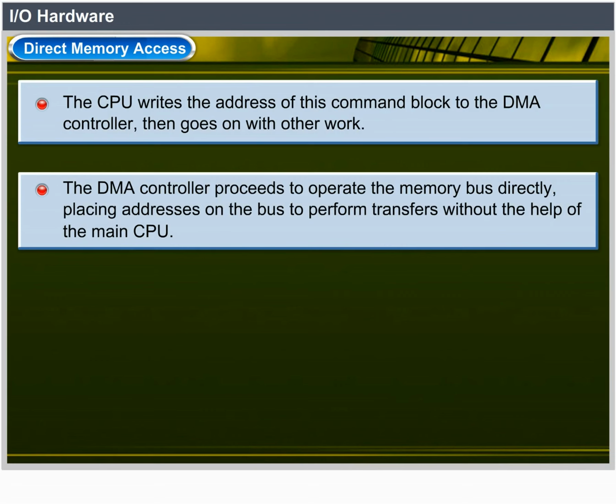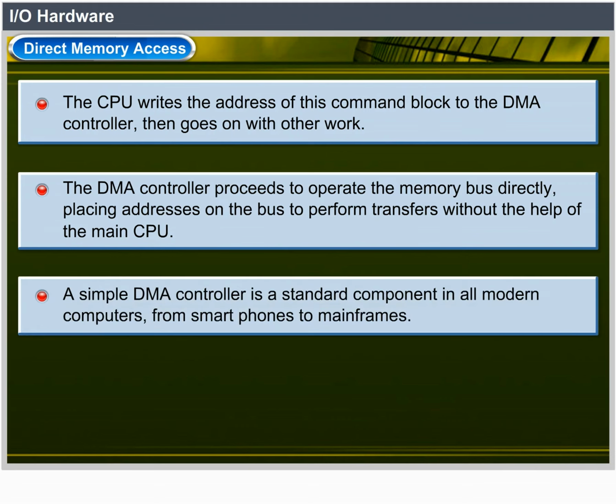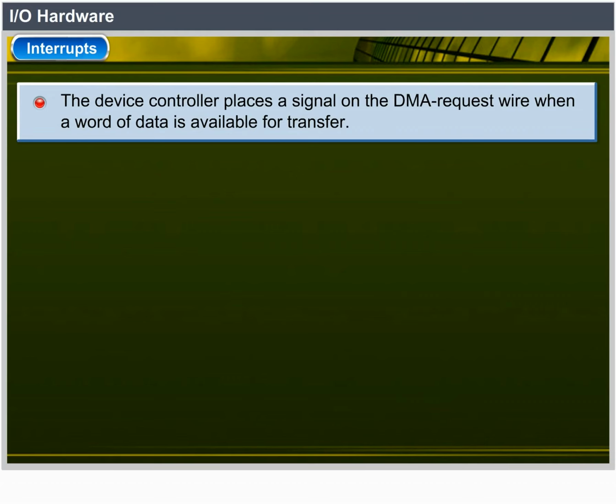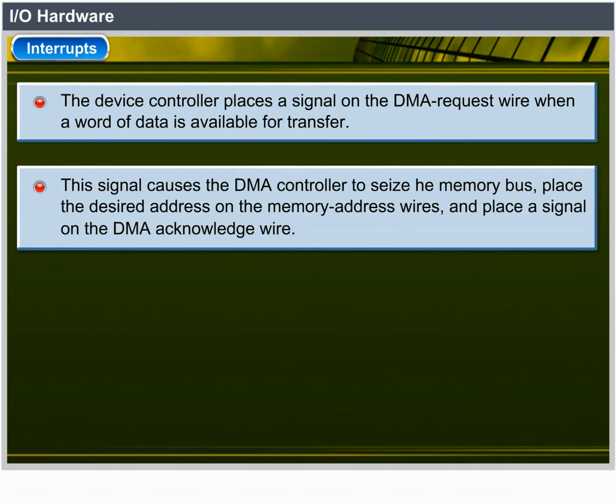A simple DMA controller is a standard component in all modern computers, from smartphones to mainframes. Handshaking between the DMA controller and the device controller is performed via a pair of wires called DMA request and DMA acknowledge. The device controller places a signal on the DMA request wire when a word of data is available for transfer. The signal causes the DMA controller to seize the memory bus, place the desired address on the memory address wires, and place a signal on the DMA acknowledge wire.